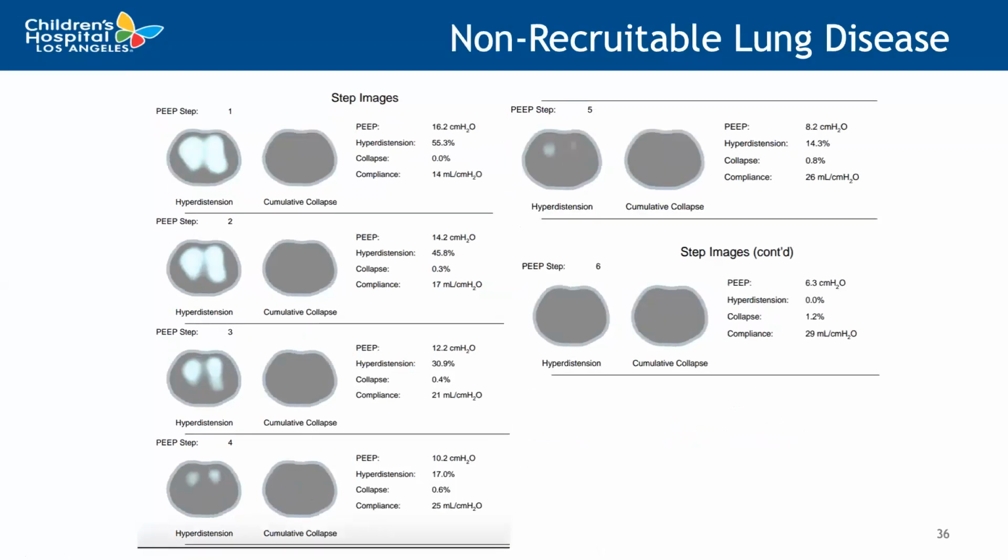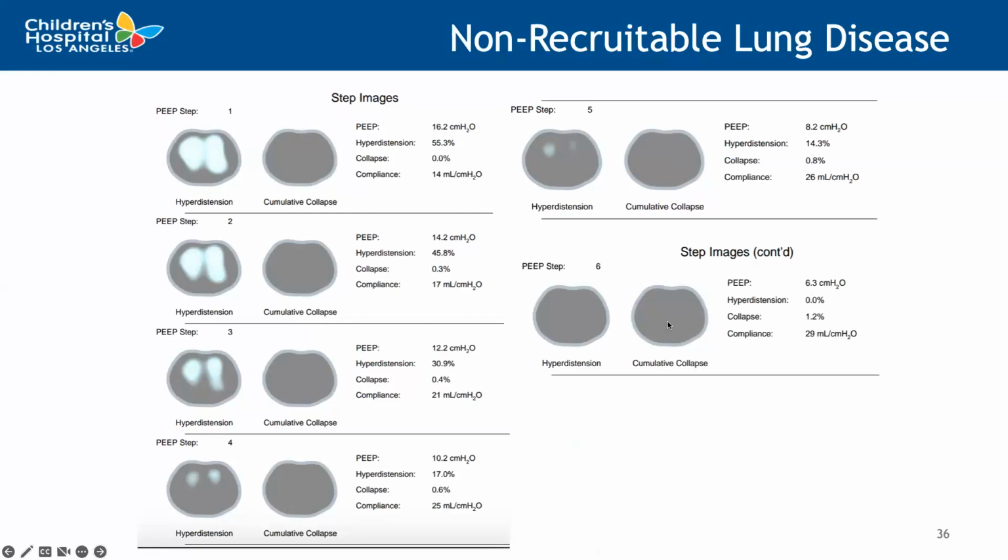In comparison, we have a patient here that would be considered as having non-recruitable lung disease. And again, the patient is recruited up to, in this case, 16 centimeters of water. At this higher PEEP level, they start to have quite a bit of overdistension, as seen with this lighter white color here in the top left image. And as the PEEP is decreased all the way down to 6 centimeters of water, we really don't have much in the way of collapse, with only about 1.2%. And it's not even represented here in the image because it's so small.